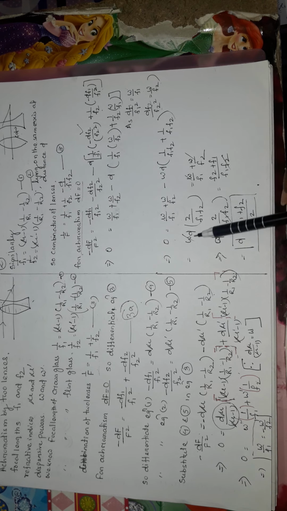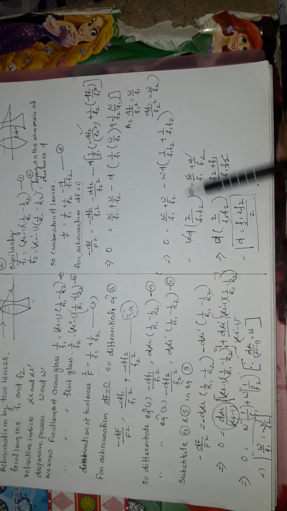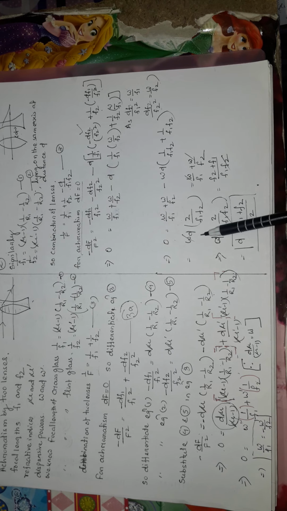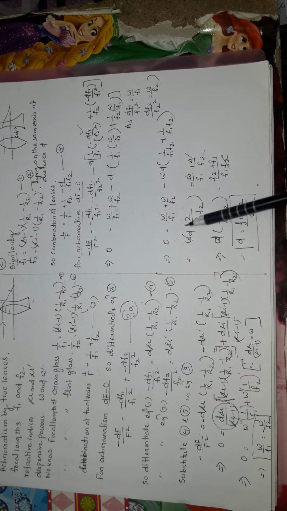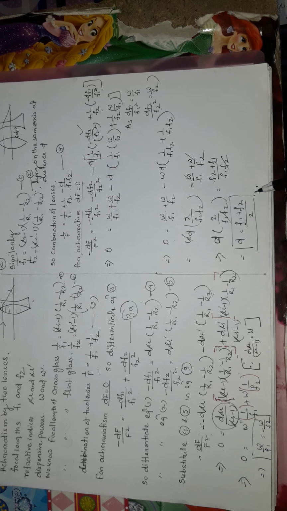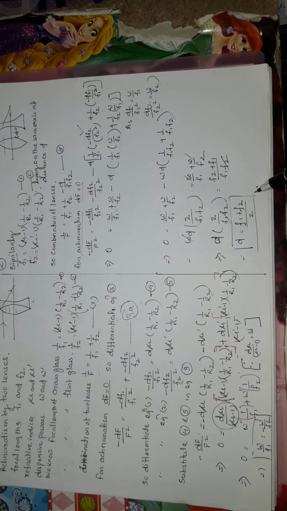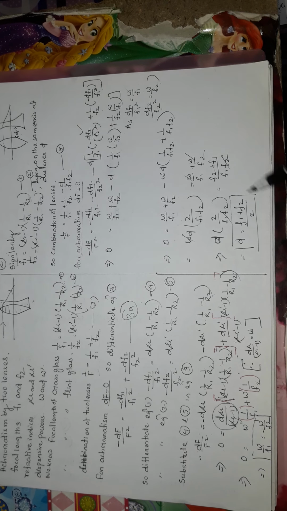So the equation is reduced to omega d times 2 by f1 f2 equal to omega by f1 plus omega by f2. We take this term to the left hand side and cancel omega on the left and right sides. d times 2 by f1 f2 is equal to f2 plus f1 by f1 f2. So d is equal to f1 plus f2 by 2. So the second condition of achromatism is that if we keep the two lenses at a distance equal to the average of their focal lengths, we can remove the chromatic aberration.